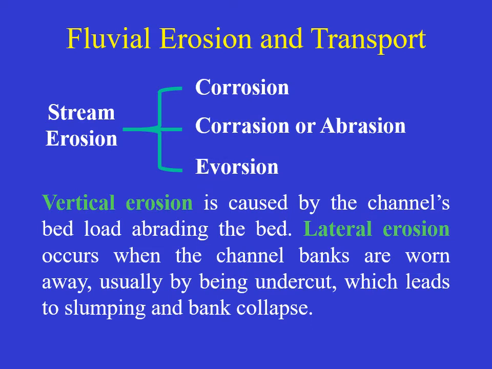Now, fluvial erosion or the erosional process of a river can be done by mainly three processes. The first one is known as corrosion. It is basically a simple chemical weathering process where the fluvial water or river water acts as a solvent and reacts with the rocks over which it flows and makes them soluble. So by chemical way, it basically erodes or weathers the country rock. That is known as corrosion.